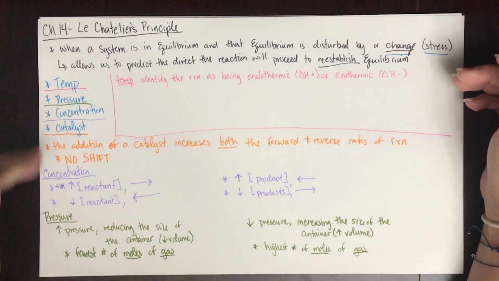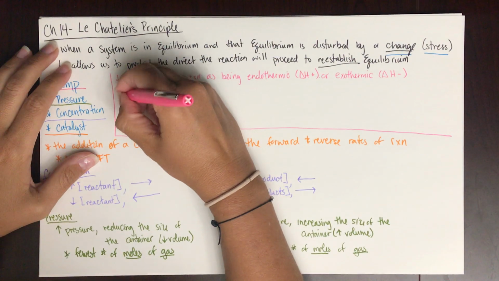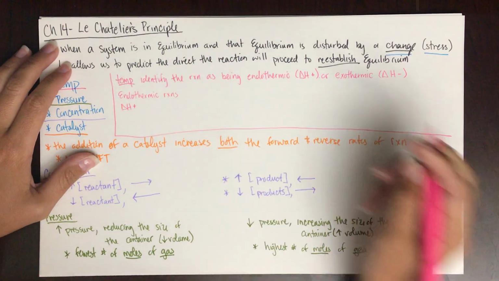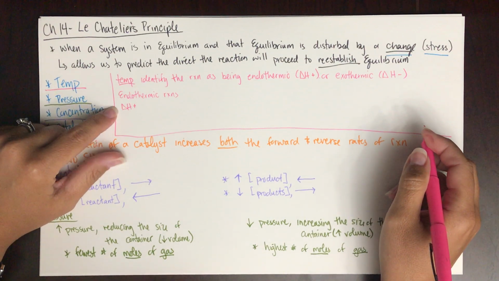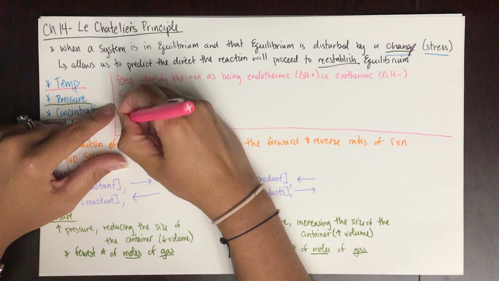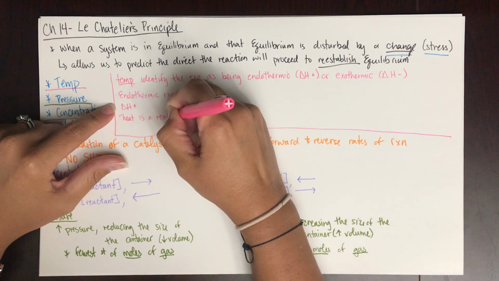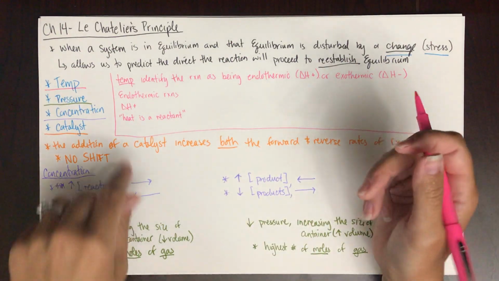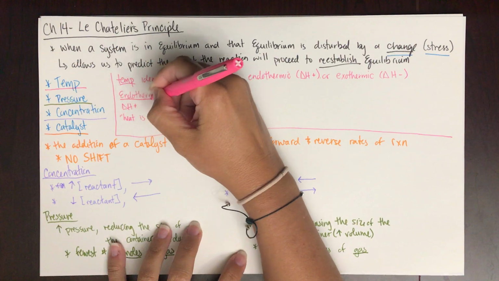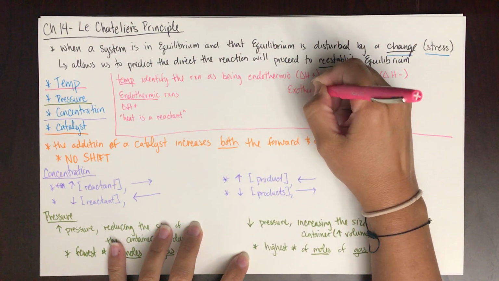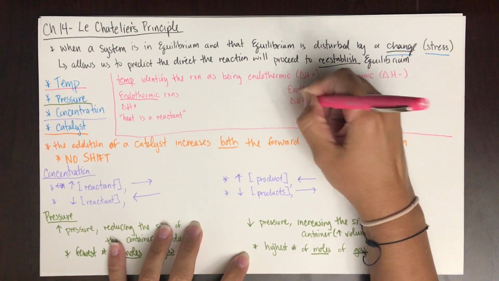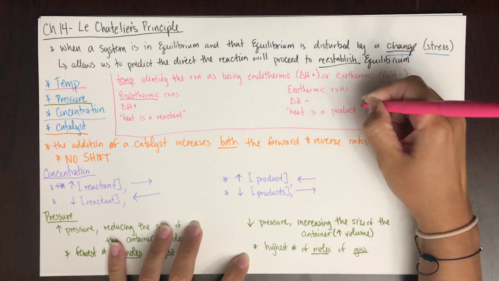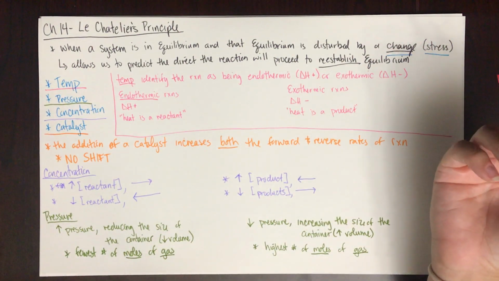So when you do this, then you can just kind of apply what we know about concentration. So endothermic reactions, delta H is positive. If you have an endothermic reaction and delta H is positive, this is the same thing as saying heat is a reactant. Heat is going to be found on the left-hand side of the equation if you were putting heat into the equation, because you need heat for this reaction to happen. So that's endothermic. Exothermic reactions, where delta H is negative, heat is a product. Because heat is produced in an exothermic reaction.